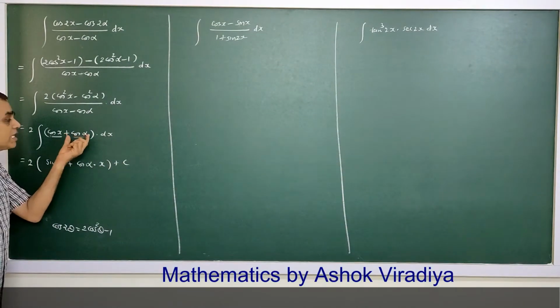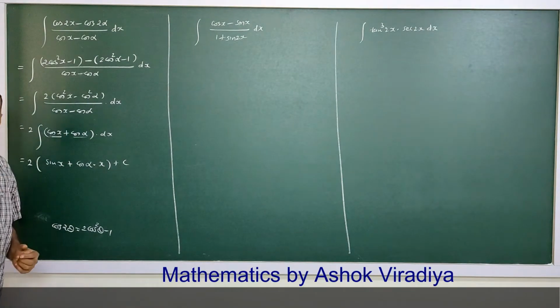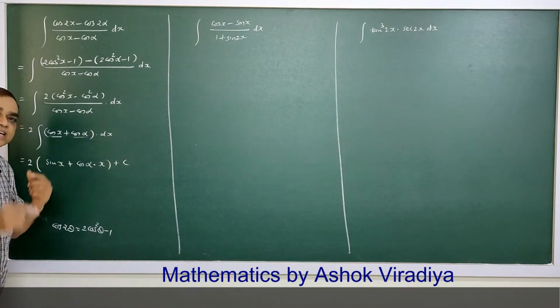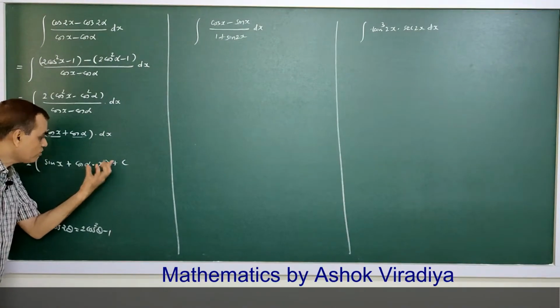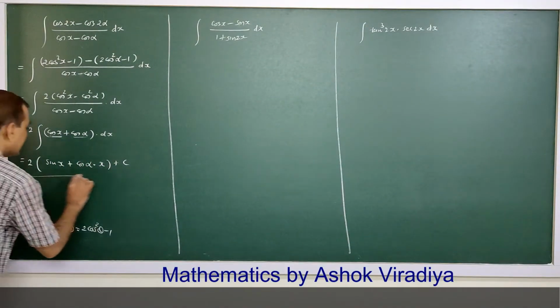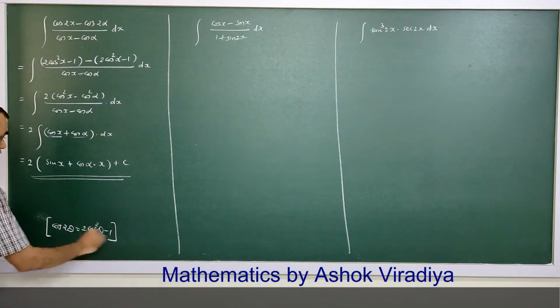If this number is 7, then its integral is 7x. If this number is 5, its integral is 5x. If this number is k, its integral is kx. So cos alpha into x. So this is required integral, and in this question this formula is used.